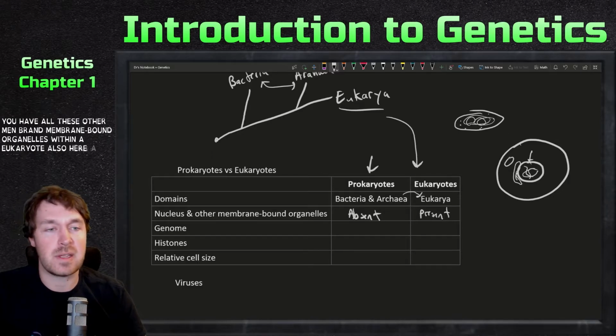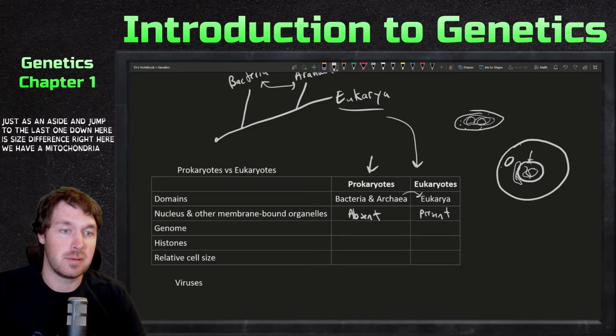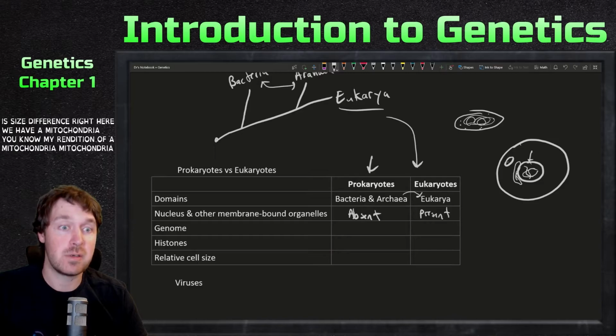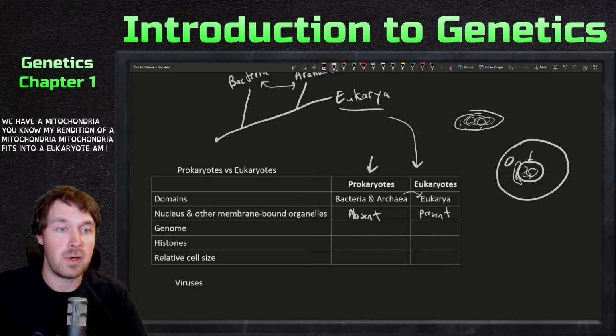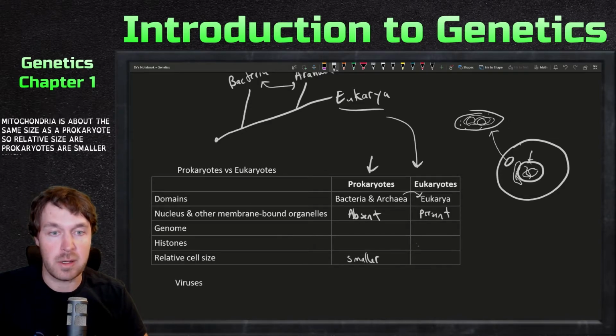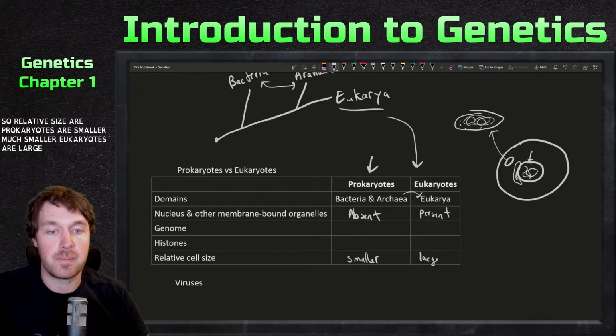Also, just as an aside, we can jump to the last one down here, which is size difference. Right here we have my rendition of a mitochondria. A mitochondria fits into a eukaryote. A mitochondria is about the same size as a prokaryote. So relative size here, prokaryotes are much smaller, and eukaryotes are larger.